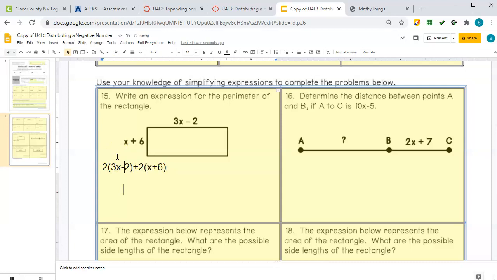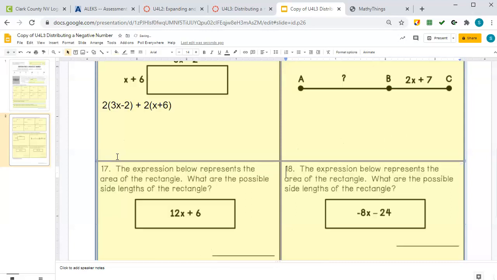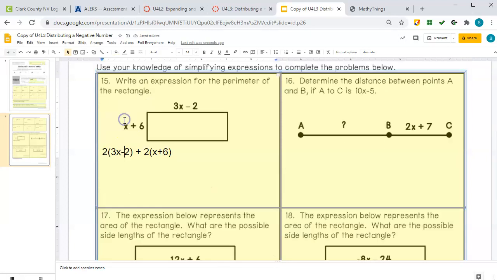Let's go ahead and distribute this first 2, and that will simplify this term up here. So here we get 6x minus 4 plus, let's distribute this one, we've got 2x plus 12. Then let's combine our like terms. We've got 6x plus 2x, that's going to be 8x. And then negative 4 plus 12, that's going to be plus 8. So we get 8x plus 8.